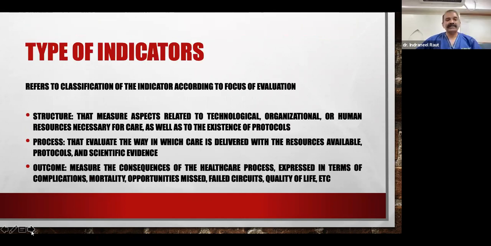So, types of indicators: we refer to the classification according to the focus of evaluation. They may measure the structure, that is, the technological, organizational, or human resources aspects necessary for care. For example, technology: if your monitor is shut down, or a CT scan is shut down, how much was the downtime? That would be the technological thing. Or for human resources, what is the attrition rate? That would come into human resources.